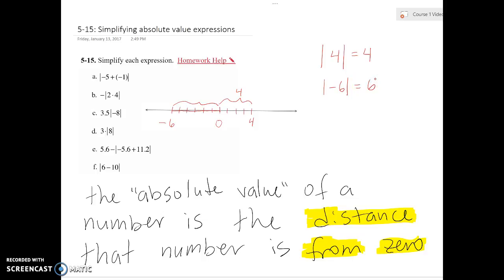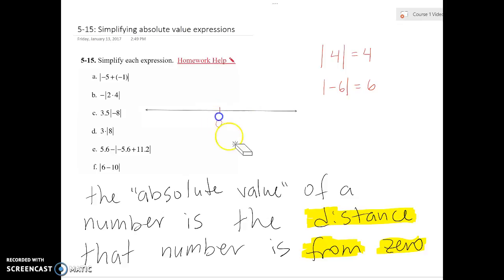So some people say that, oh, the absolute value of a number can't be negative. And they are correct, right? Let's talk about why, though. You can't have a negative distance. The distance between 0 and negative 6 is 6 units. The distance between 4 and 0 is 4 units. Let's do these problems.